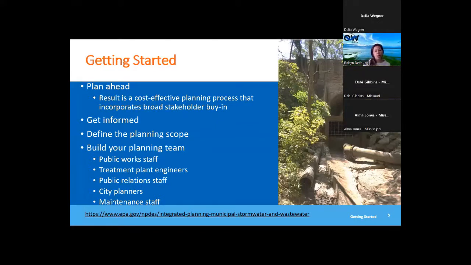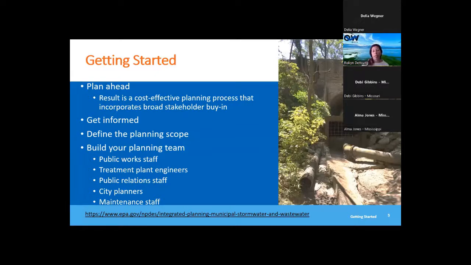Getting started. The first thing is it's really important to plan ahead. Based on what Lou just talked about, planning ahead was able to land them some really great buy-in from the public and a process that was very cost effective, because it can be complex and a long-term process. Typically it takes about 18 to 36 months to get your plan in place and finalize it, and have it ready for any future permitting or consent decree.